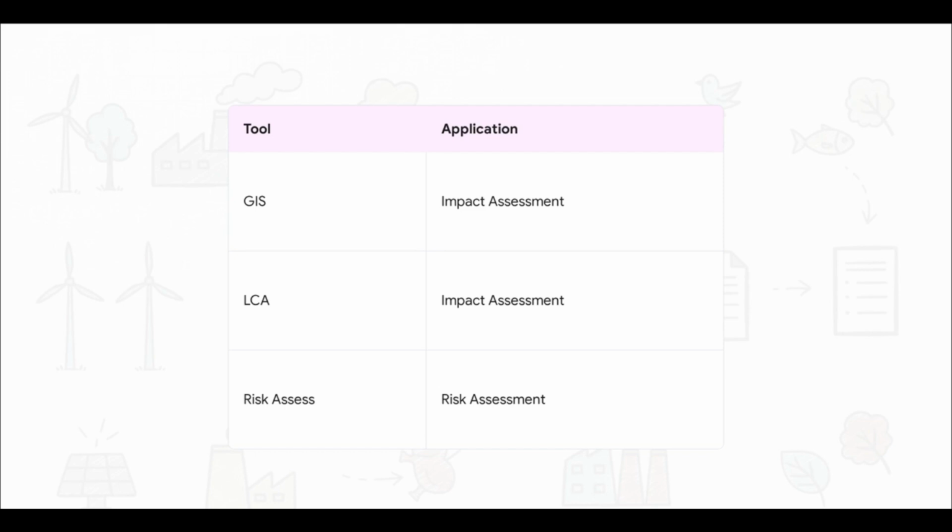Finally, we've got risk assessment. This is all about threat quantification. It's basically putting hard math to the probability of worst-case scenarios, like calculating the precise downstream scale of the fallout if a chemical containment system were to fail during a once-in-a-century flood.